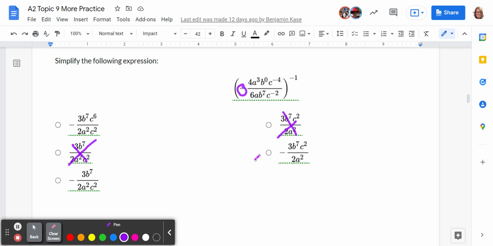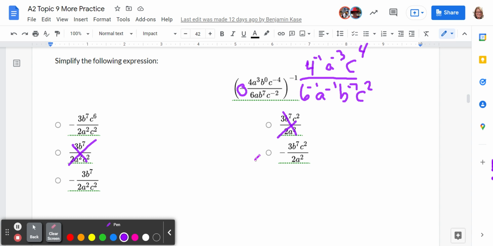I'm going to go through and distribute, and I get 4 to the -1. I get a to the -3. I get b to the 0. That one's just gone. And I get c to the +4. In the denominator, I end up with a 6 to the -1, an a to the -1, a b to the -7, and a c to the +2.